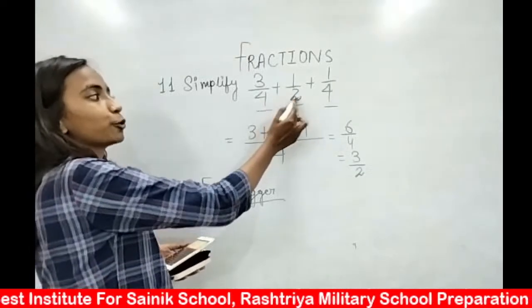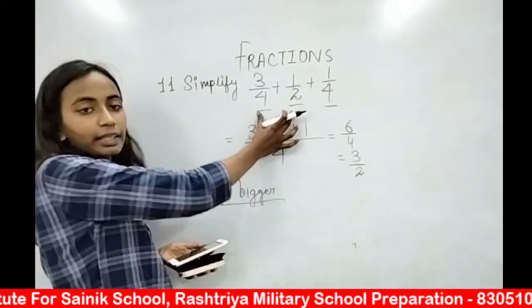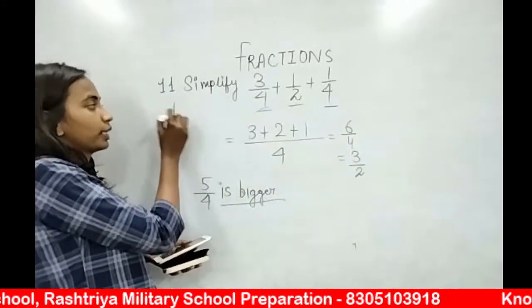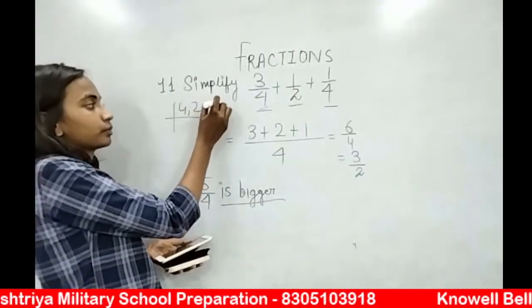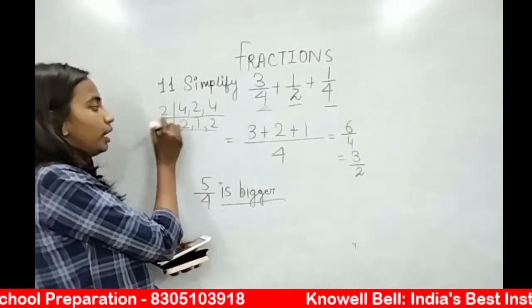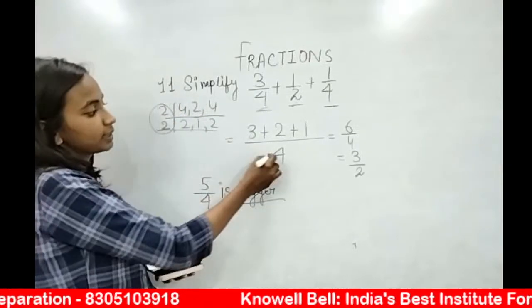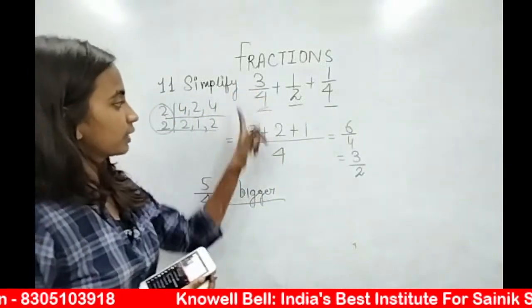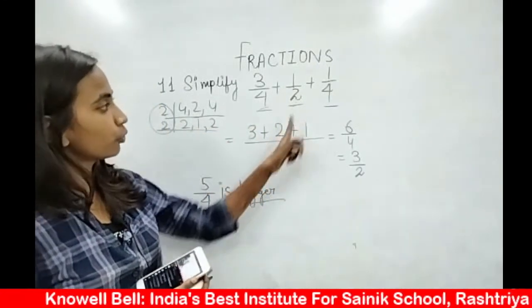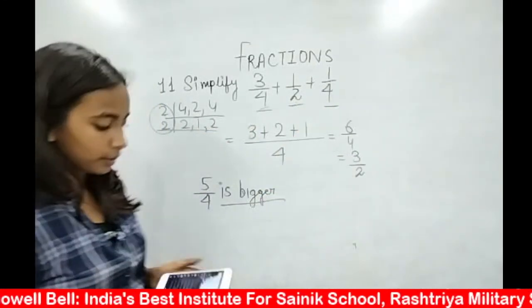Sarthak, we will not do 4 plus 2 plus 4. What will we do? We will take the LCM here, the LCM of 4, 2 and 4. 2 2s are 4 and 2, so the LCM would be 4. 3 will stay as it is. 1 is multiplied by 2, so 2, plus 1, so it will become 6 by 4.